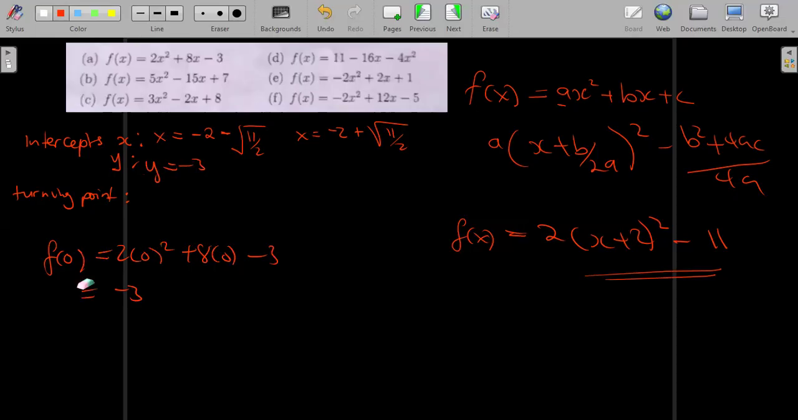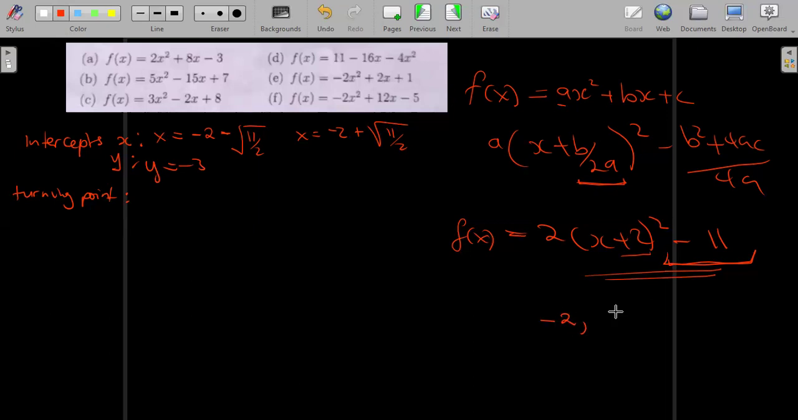Your y-intercept. Then you now want your turning points. Your turning points are given exactly by this value, which is b over 2a, which is also the line of symmetry, but multiplied by a negative. So you always have to multiply this by a negative. Here we have 2, so we multiply it by a negative and end up with negative 2. Then we get the negative 11 the way it is. So our turning point is negative 2, negative 11.